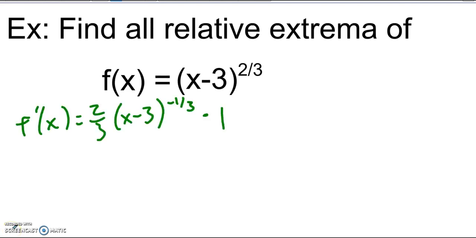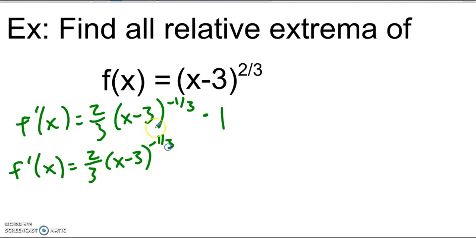Okay, so there's the derivative. Please realize that I did include the times 1. I'm going to go ahead and rewrite it again. The only reason I did that is because I want you to realize that this was chain rule. So the derivative of the inside function, x minus 3, is 1. Okay, but here's our derivative.